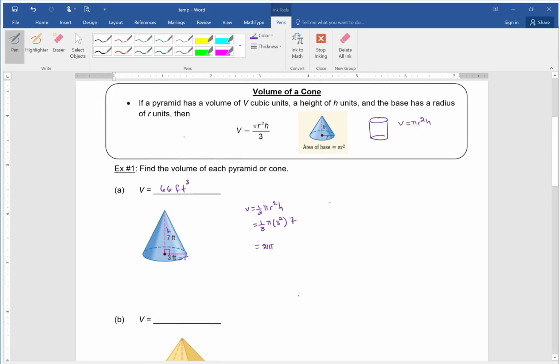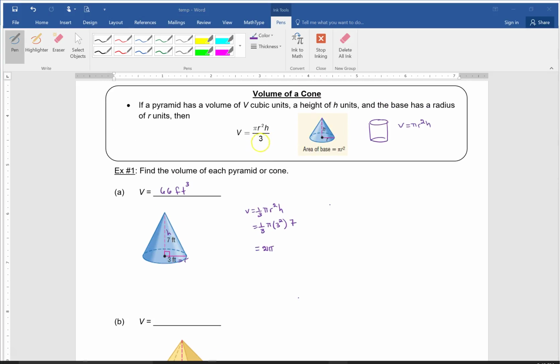Well, remember we said it's a third, right? Because the cone has 1/3 the volume of a cylinder. It's the same.